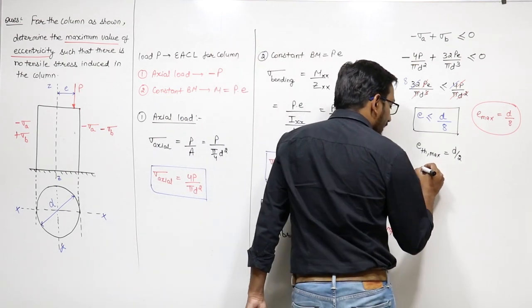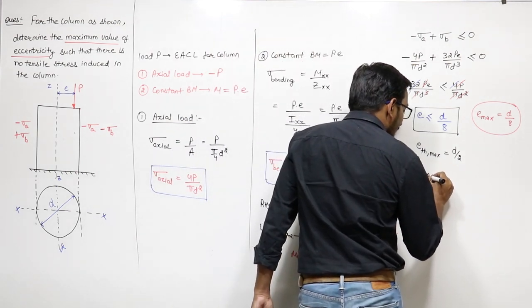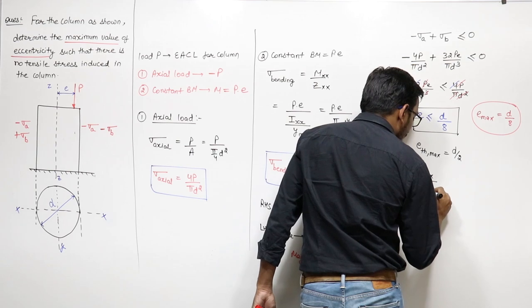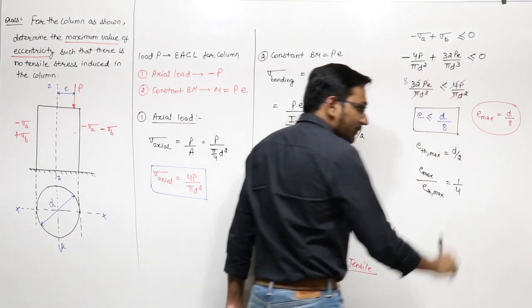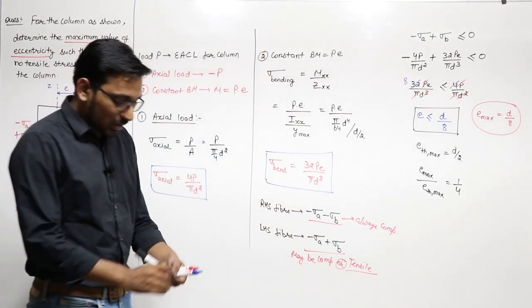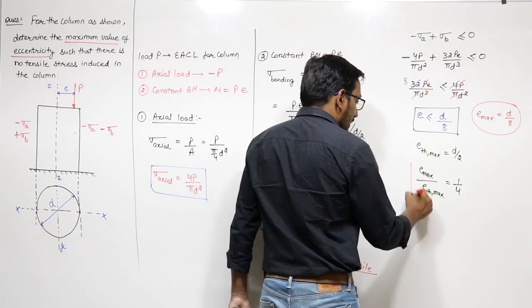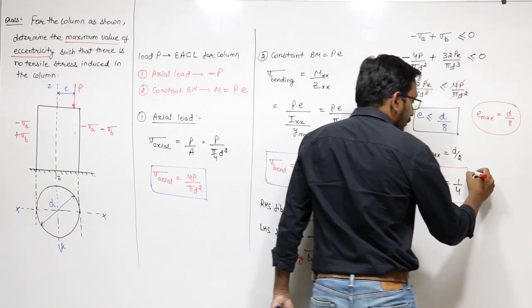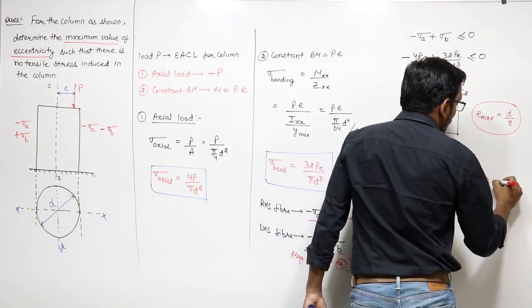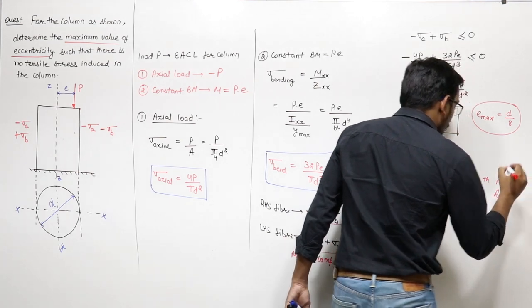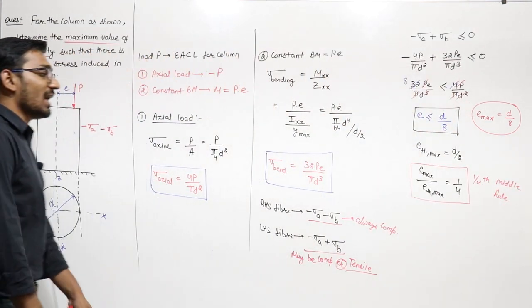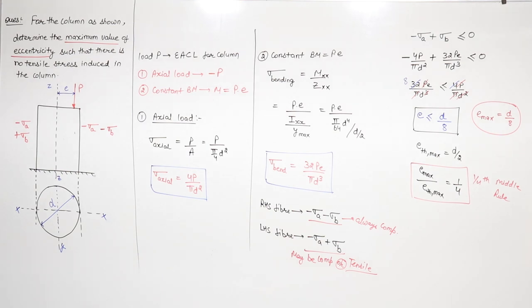So if I write the ratio of maximum eccentricity upon theoretical maximum eccentricity, it will be equal to 1 by 4. So this is known as the 1 by 4th middle rule, right? The 1 by 4th middle rule. So we always take care that the load will be in the area which is from 0 to d by 8.